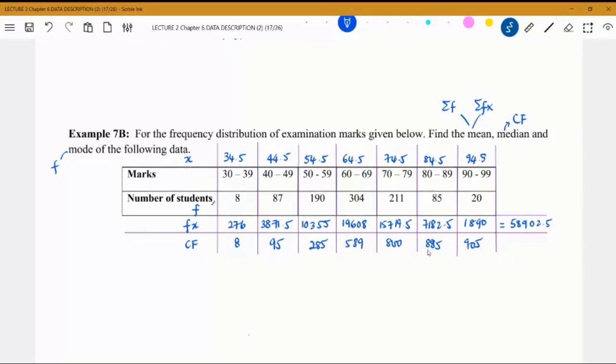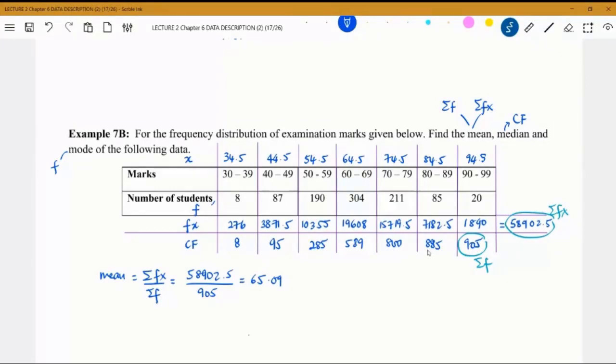So starting with the mean, which is the average, summation fx over summation f. So the summation of f is this one, and here will be summation fx. Substituting into the formula, we're going to have 58902.5 over 905. So directly we're going to have 65.09.